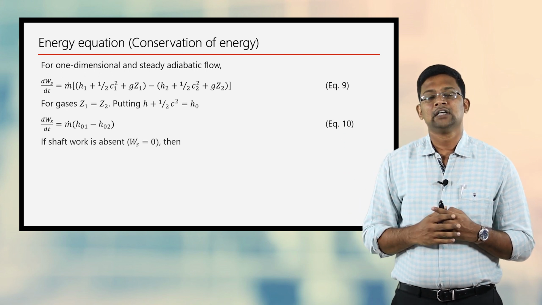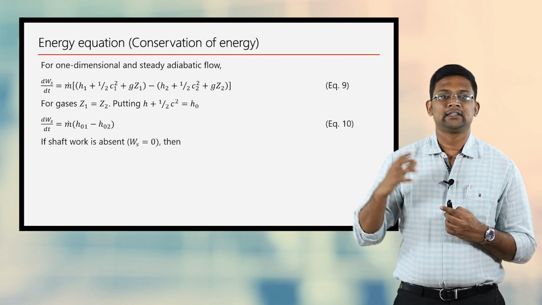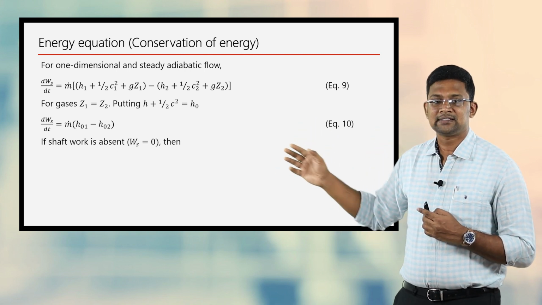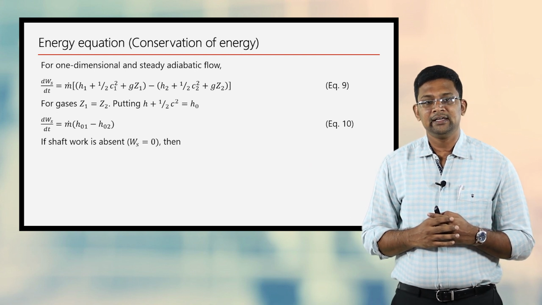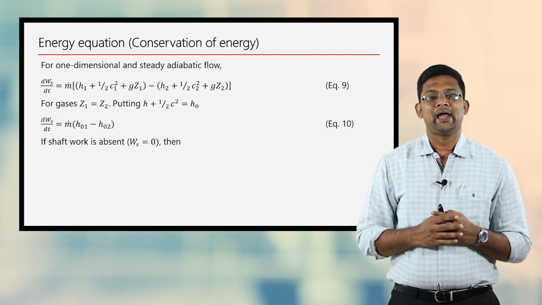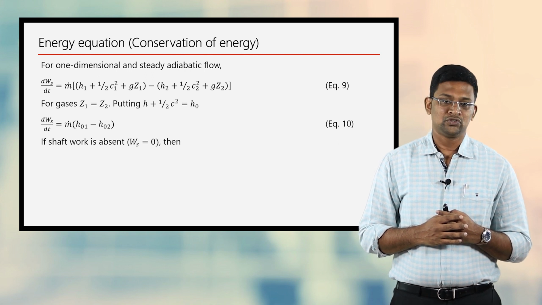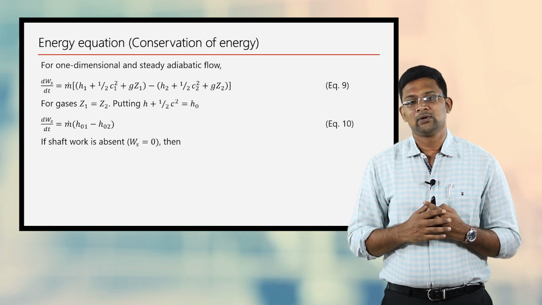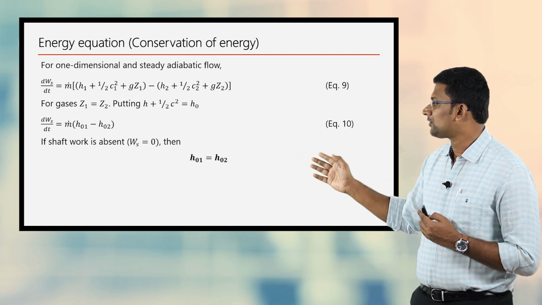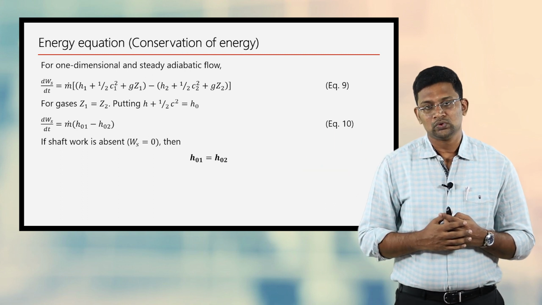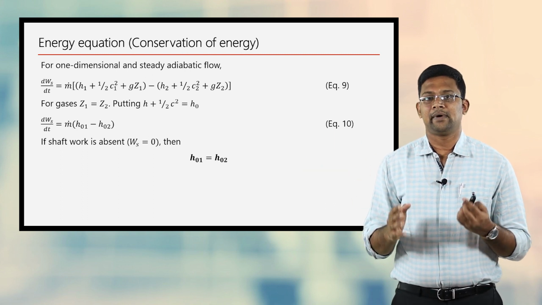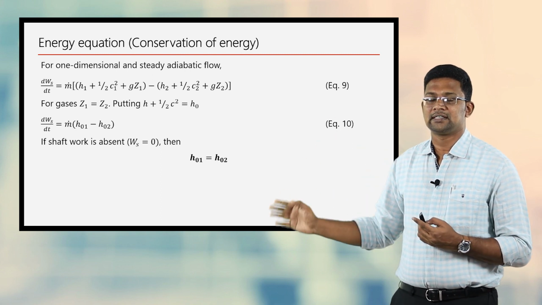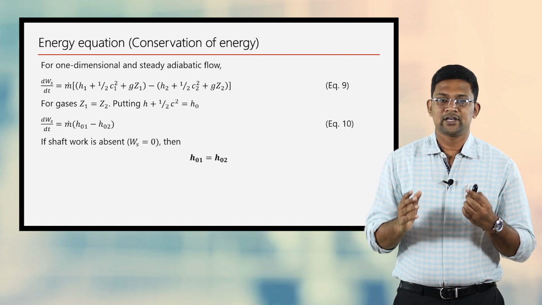And we know the term H plus half C square is nothing but the stagnation enthalpy H0. So the expression can be rewritten as dWs by dt is equal to m dot into H01 minus H02. And finally, if the shaft work is absent, that is, if Ws is equal to 0, we can write it as H01 is equal to H02. That is, the stagnation enthalpy remains a constant, which we have already seen. And this expression is known as the energy equation or the conservation of energy.